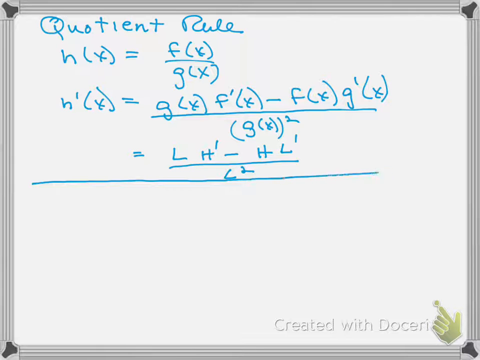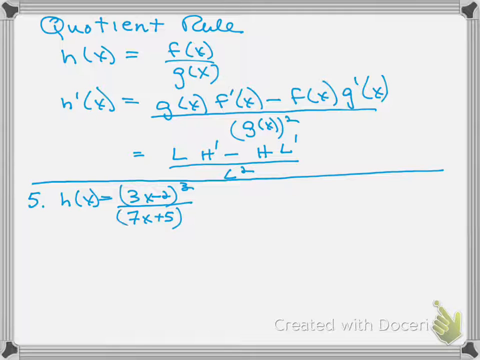All right, so that's our rule of thumb. Now let's apply this to the first quotient problem in the 3.1 homework. So this is problem number 5. So I have that h of x equals 3x minus 2 cubed over 7x plus 5, and that quantity is taken to the fourth.